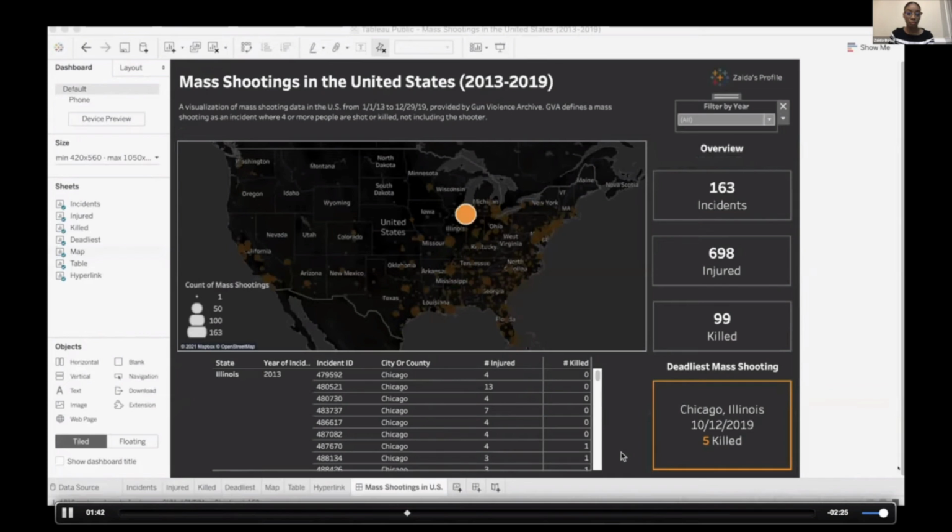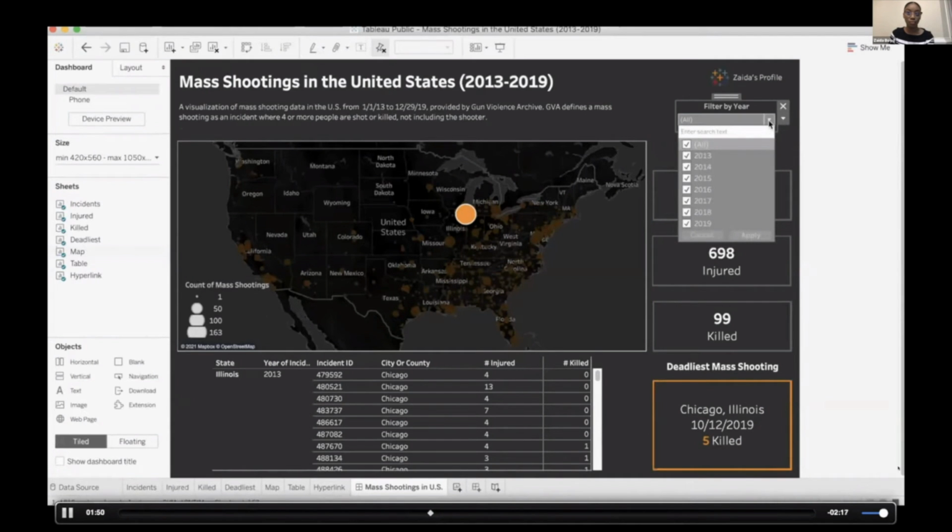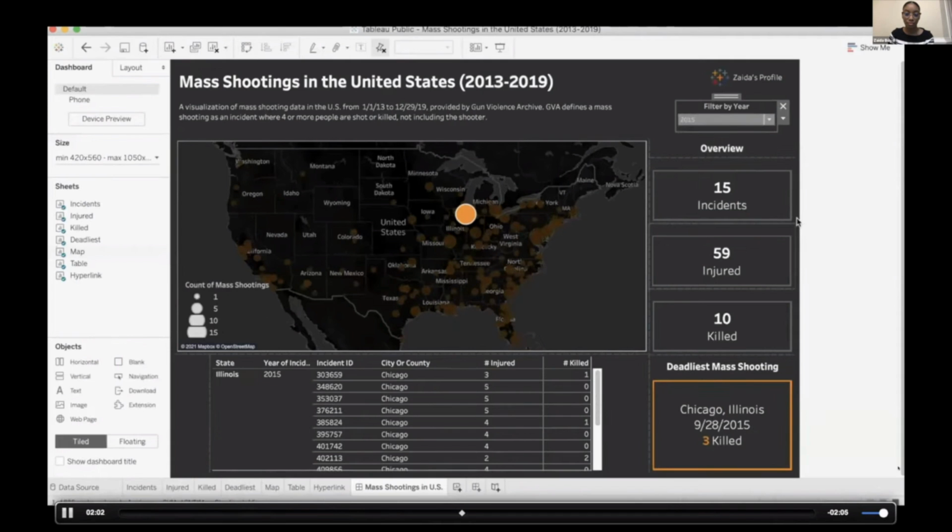But if we wanted to take it a step further and filter by location and year, we could do so. If you go to the filter by year box, you could see a drop-down where I have all years selected. So I'm going to unselect all the years and check 2015. As you can see, the rest of the dashboard updated, and Chicago had 15 incidents in 2015, 59 people were injured, and 10 people were killed. The deadliest mass shooting in Chicago, Illinois in 2015 happened on September 28th and claimed 3 lives.